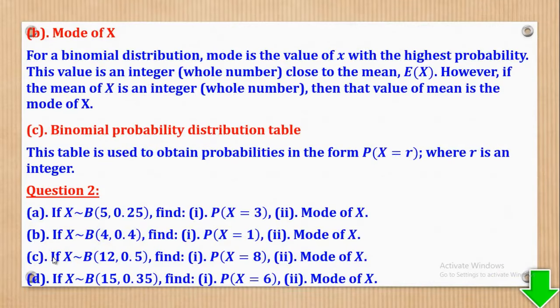So that was part B. Now part C says if x is the binomial distribution with n equal to 12 and p equal to 0.5, find the probability of x equal to 8 and the mod of x. So here you should realize that n is 12, p is 0.25, and r is 8.